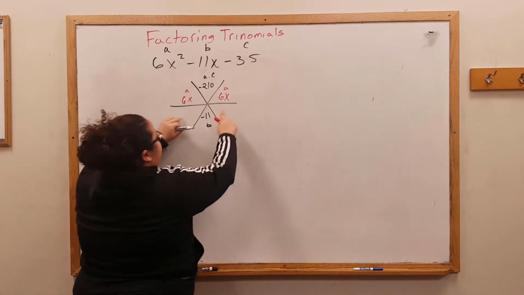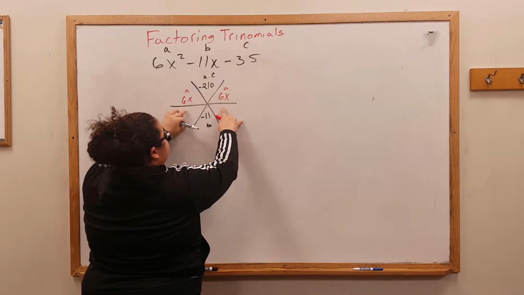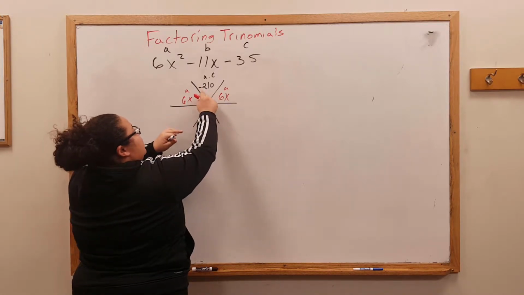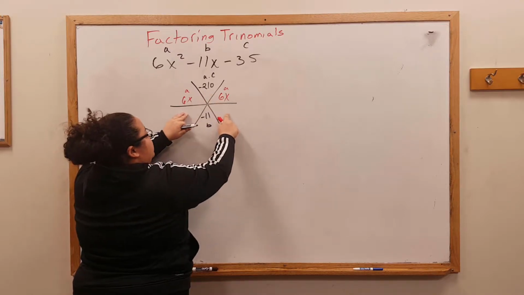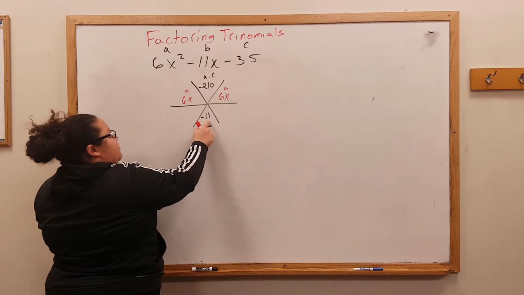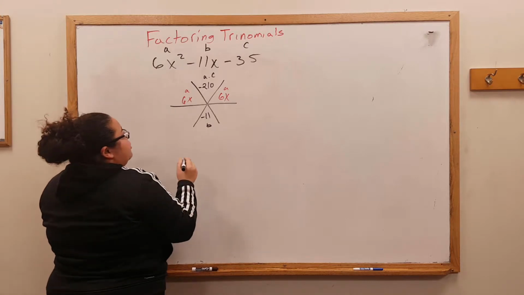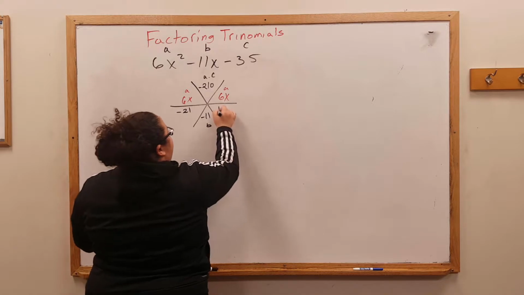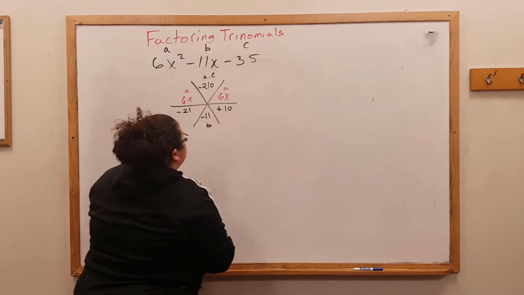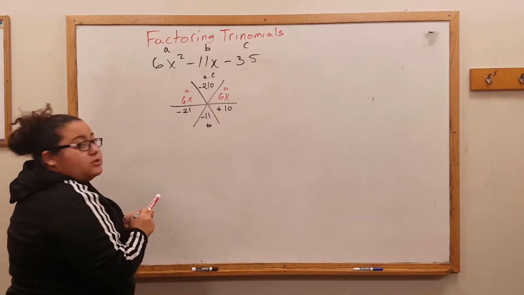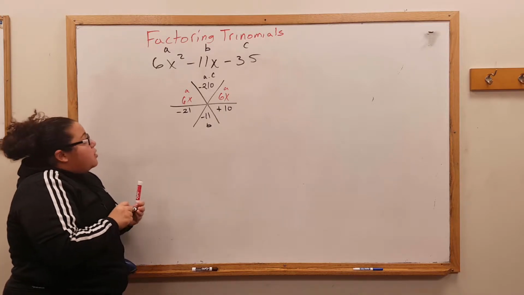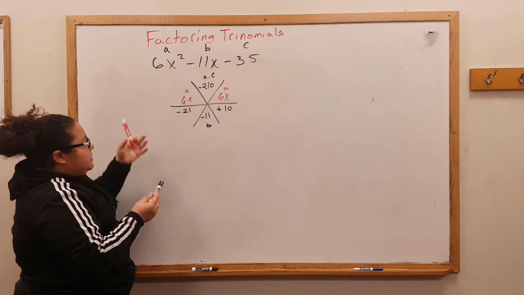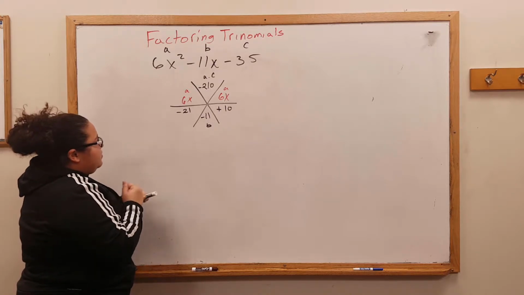Now on the bottom, we need the two numbers that when you times them equal negative 210, but when you add them, equal negative 11. And those two numbers are negative 21 and positive 10. Now you're not done there. The next step is figuring out a simpler way, basically simple factoring.